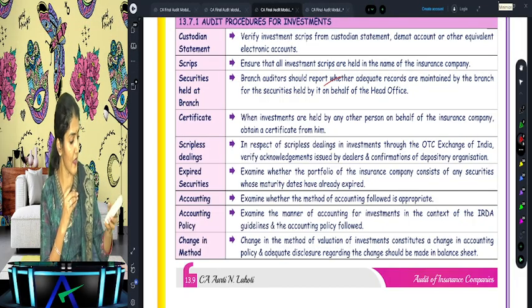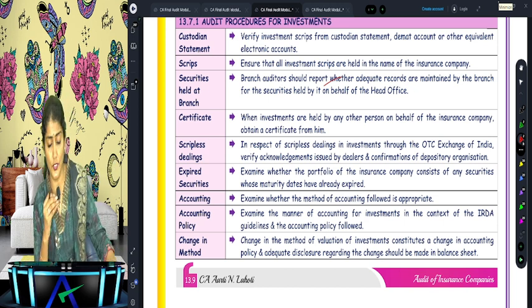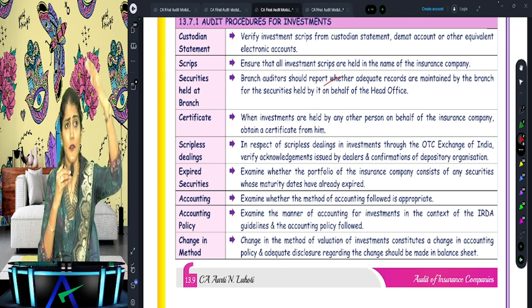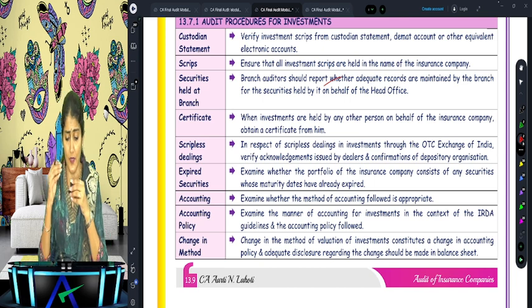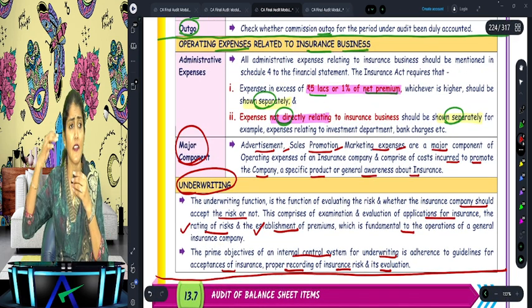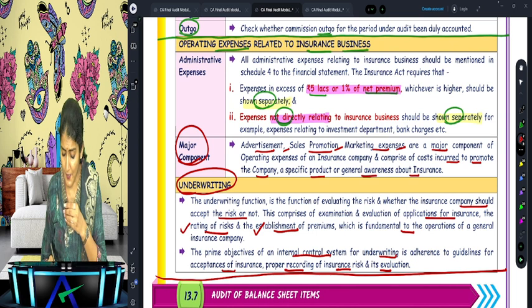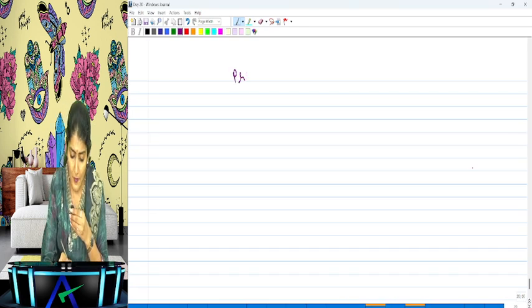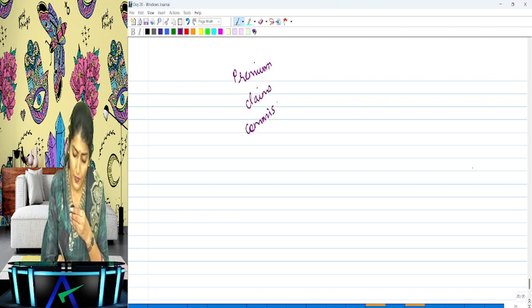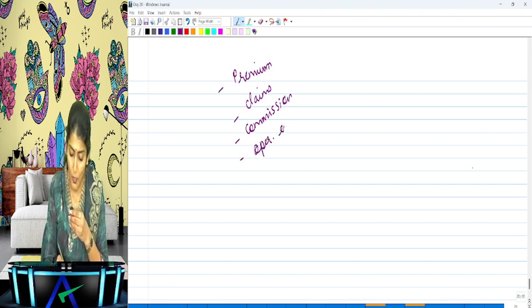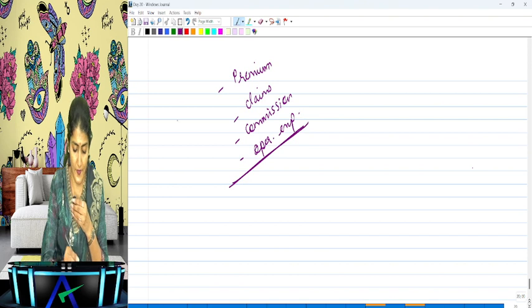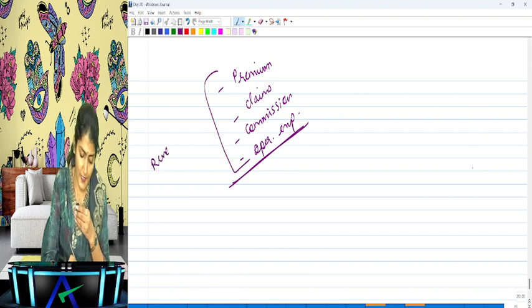So we are discussing the chapter on the audit of insurance companies, in which we had a general introductory discussion regarding the insurance company, and then we finished discussing the audit of the revenue items. We studied how to audit the premium income of a general insurance company, how to audit the claims, how to audit the commission, and how to audit the operating expenses of the general insurance company. So these four items which we've completed are revenue items.